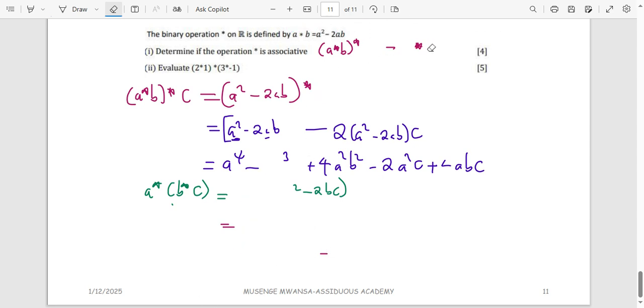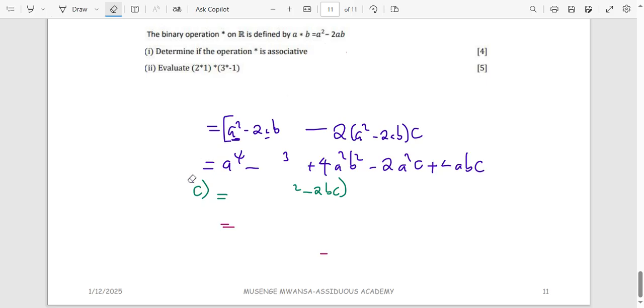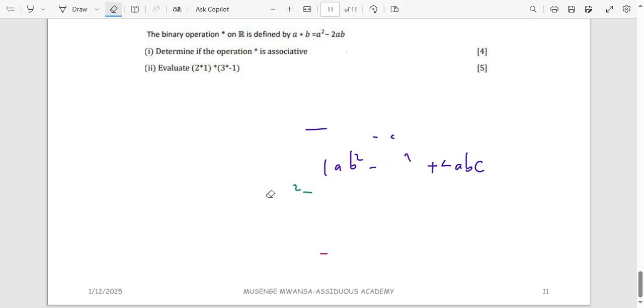It might look a bit tricky, but it's not bad. Just do more practice. I'll give you some more questions for you to practice on so that you can just make sure that you are good. Let's answer the last part now. Evaluate (2 star 1) star (3 star negative 1).